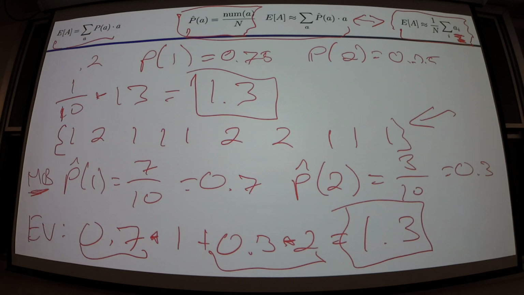So num A and N, is N the sample size? N is the total number of samples. And num A is just the count of that, how many samples we have of that outcome. Yes, of that outcome.